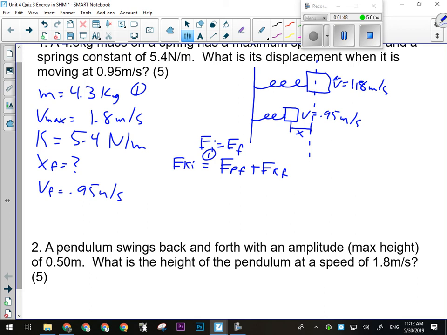When we're putting in our formulas here, what we're looking for is part of the potential energy final, because we're looking for the displacement here. So I'm going to bring the EK final over to this side. So I'll have EK initial minus EK final equals the potential final.